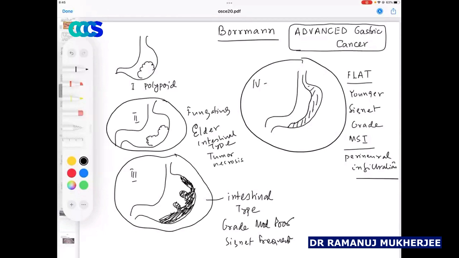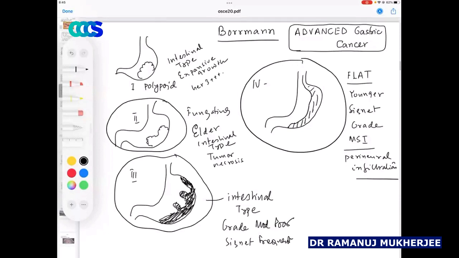Okay. Finally, when you talk about type 1, which is polypoidal, polypoidal again are intestinal type. They usually have an expansive growth rather than an infiltrative growth. So there is an expansive growth pattern. They are usually HER2 positive. So this is something that you are required to know in the pathology.